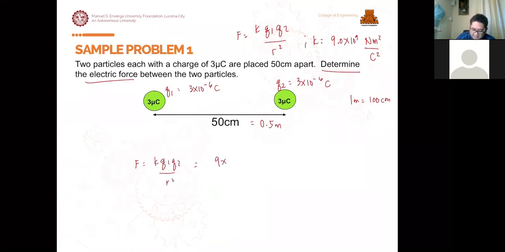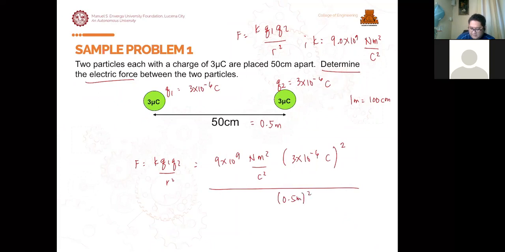no? So, direct substitution lang siya sa equation natin. So, 9 times 10 to the 9 Newton meter squared over Coulomb squared times 3 times 10 to the negative 6 Coulomb. Then, squared ko na lang kasi parehas lang naman yung value, no? Then, over distance natin na 0.5 meter squared. Okay? So, yung meter natin naka-squared, so cancel out. Yung coulombs natin naka-squared, so magka-cancel out. Matitirang value natin is in newtons.